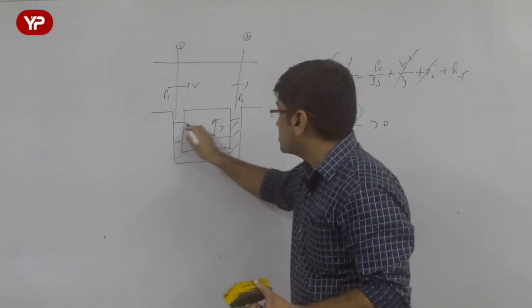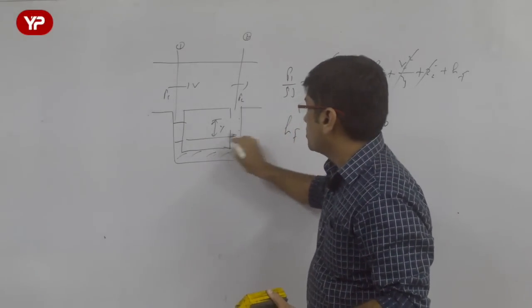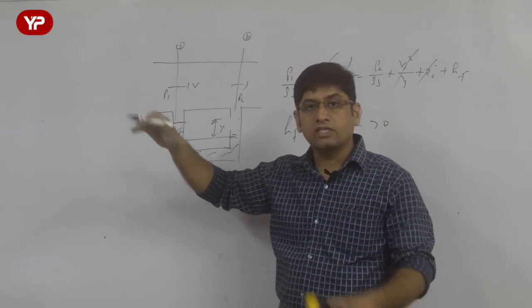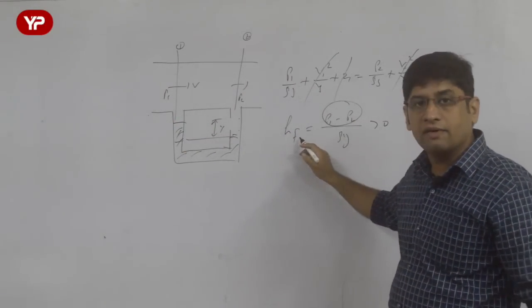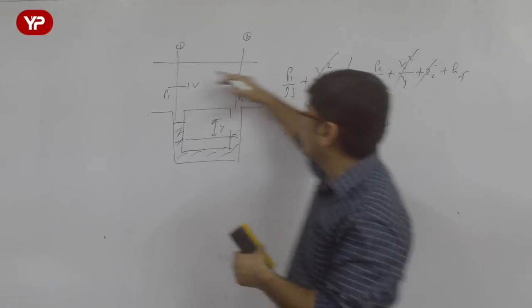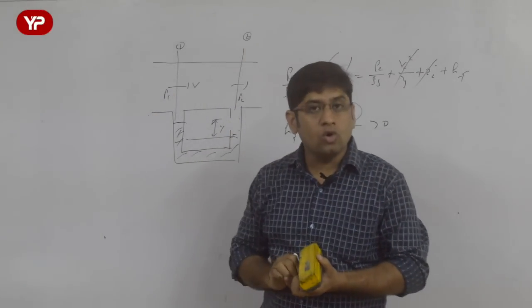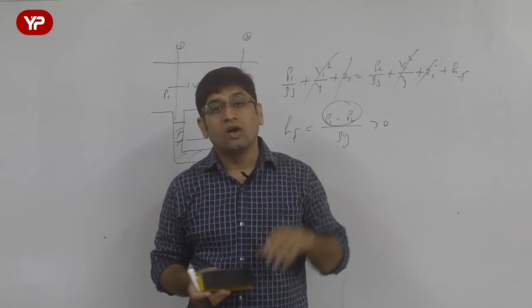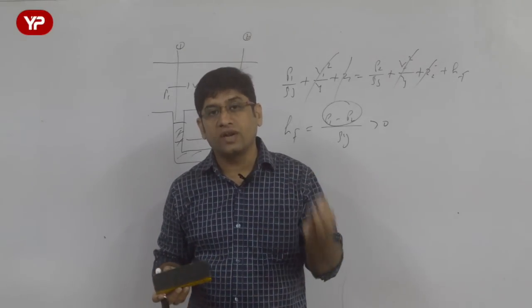Suppose the limb difference is on this side, mercury goes this side more. That means pressure P2 is more than P1. And if pressure P2 is more than P1, this HF is negative. And if HF is negative, you know the direction of flow is from 2 to 1. So in this case, the difference of pressure was actually the pressure loss because of friction.